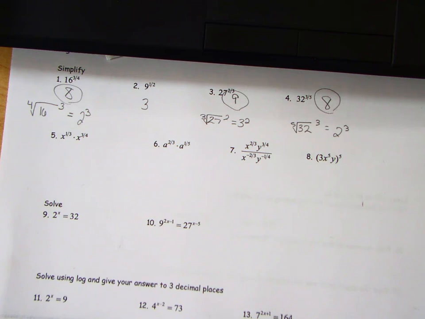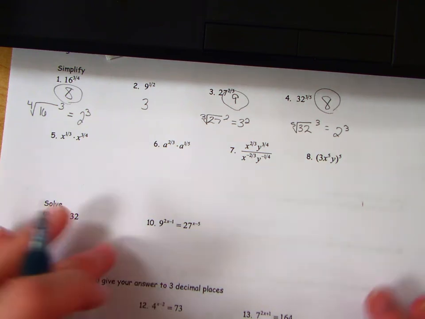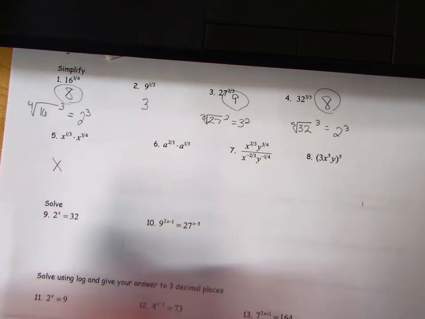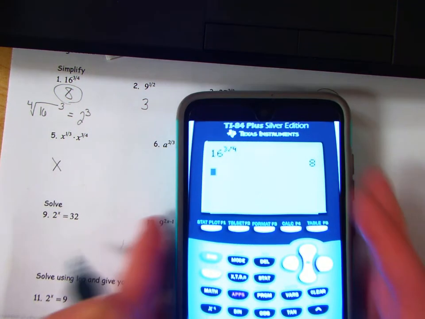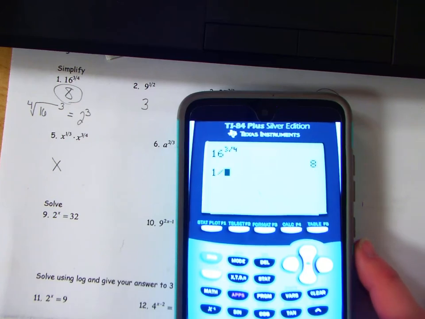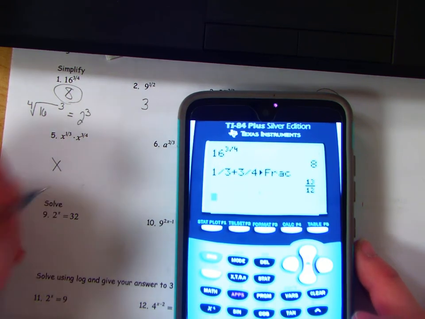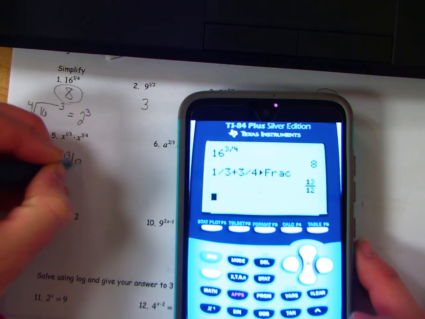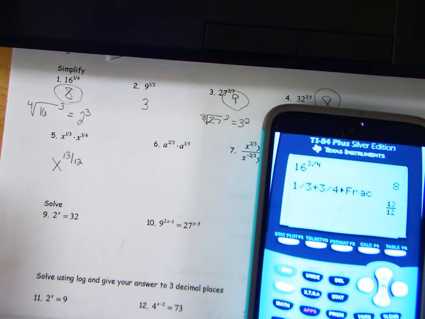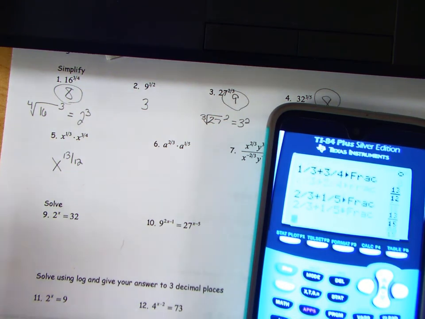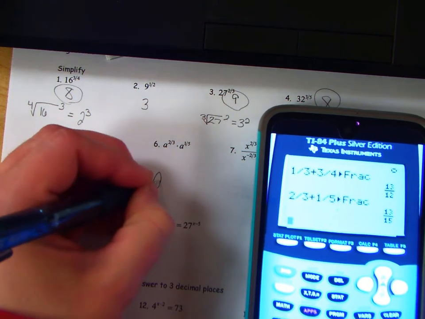Okay, for number 5, 6, 7, and 8, you have to decide what to do with the exponents. When the bases are written separately, you're going to add the exponents. So in your calculator, or however you add fractions, you're going to do 1/3 plus 3/4, and you end up with 13/12. In number 6, you're going to do the same thing. So you're going to take 2/3, add 1/5. You're going to end up with 13/15.